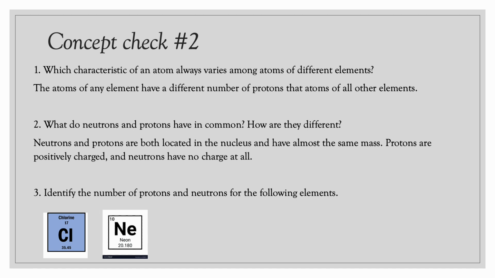Neutrons and protons are both located in the nucleus and have almost the same mass. Protons are positively charged and neutrons have no charge at all. Identify the number of protons and neutrons for the following elements. Chlorine: 17 protons and 18 neutrons. The atomic number is 17 and the mass number is about 35.